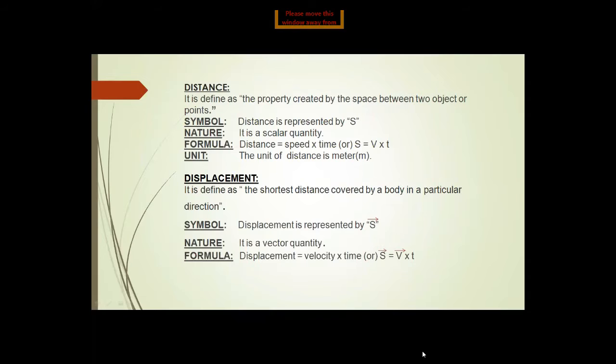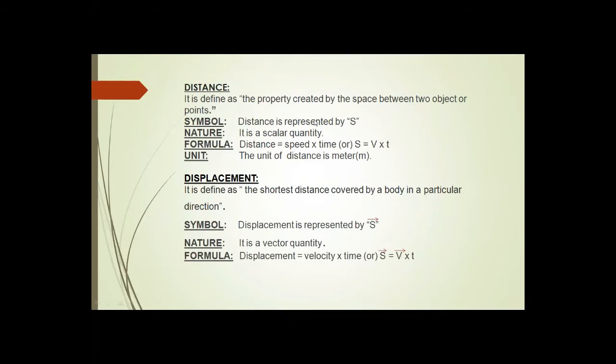Now we have learned about scalar and vector quantities. Scalar quantities are those which can be represented by magnitude and unit only. So we can say the nature of distance is a scalar quantity. Here we don't have to specify or describe the direction. So distance is a scalar quantity.